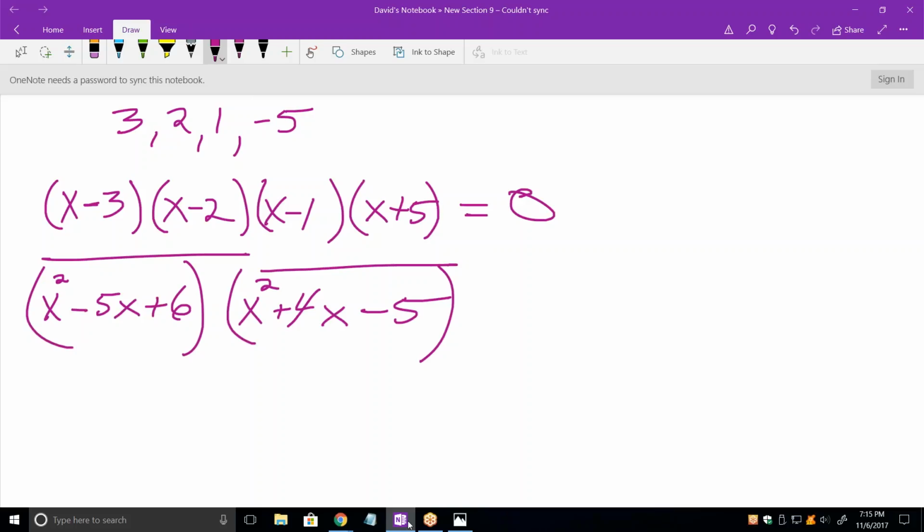All right, so you get x to the 4th minus 5x cubed plus 6x squared. Hold on a second. Let's back up.